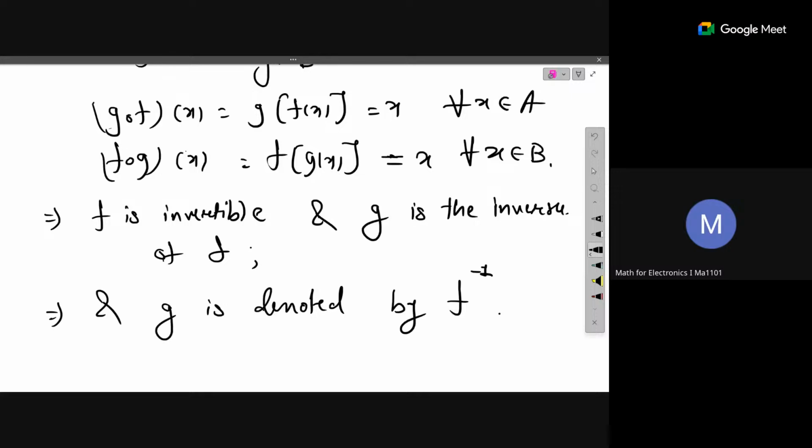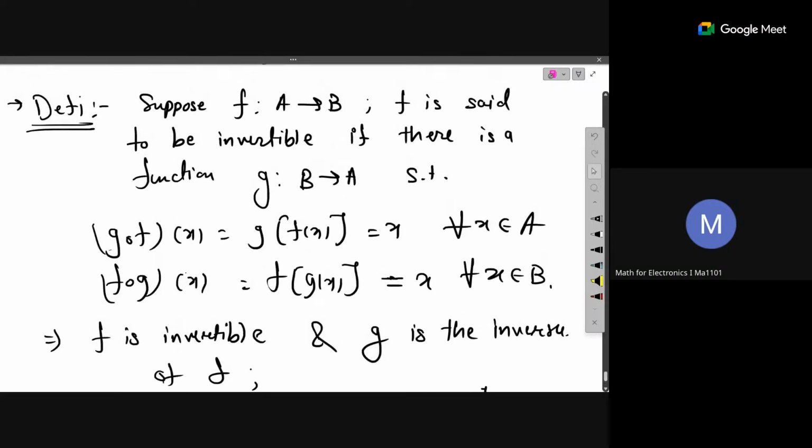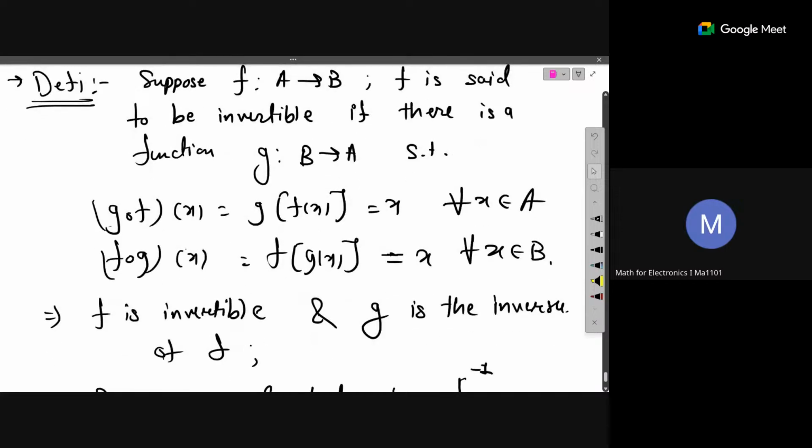Okay, so this is the notation for denoting the inverse function, and this is a particular definition. That means we are finding the inverse function explicitly. Right? G is that function which is a function from B to A. That means from the codomain, that means the range of f, to the domain of f, and holds these two conditions. That means if you compose G composite f or f composite G, you will again get the identity function. Identity function means x. Okay, so this is the particular definition of inverse.